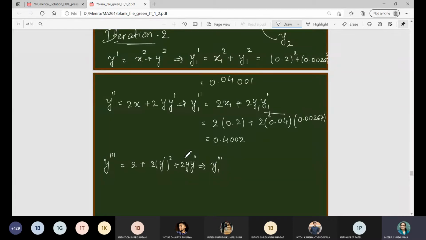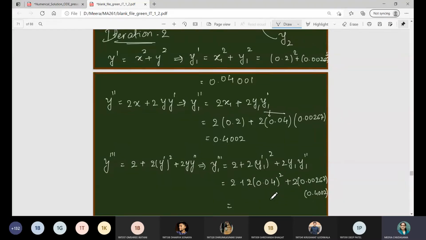So y triple dash value we have found this one. So y1 triple dash means it is 2y1 dash square plus 2y1 y1 double dash. So let us substitute all these values. So y1 dash means it is 0.04 square plus 2 y1 means 0.00267 and y1 double dash, that is the previously evaluated value, that is this one.